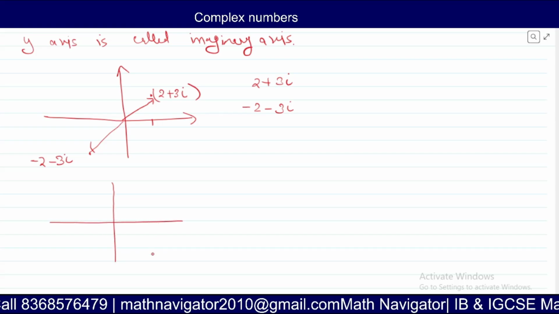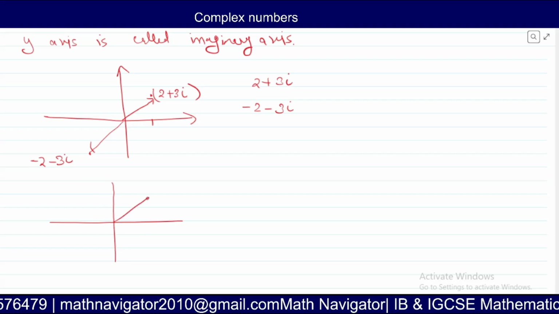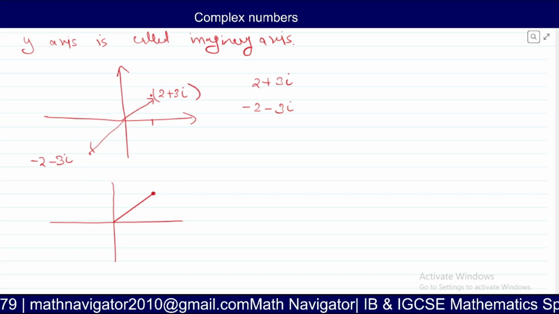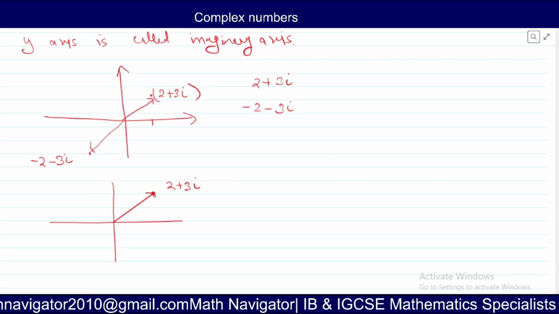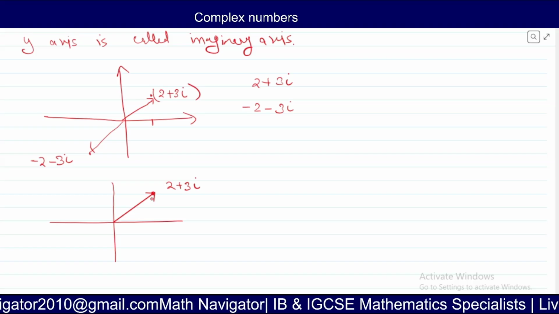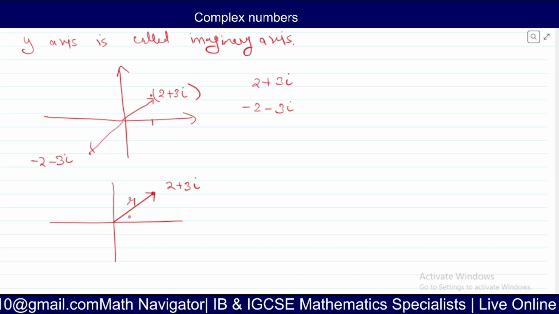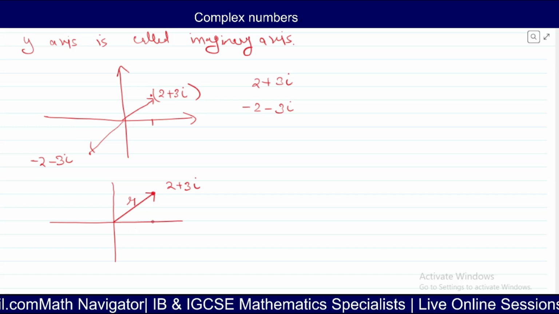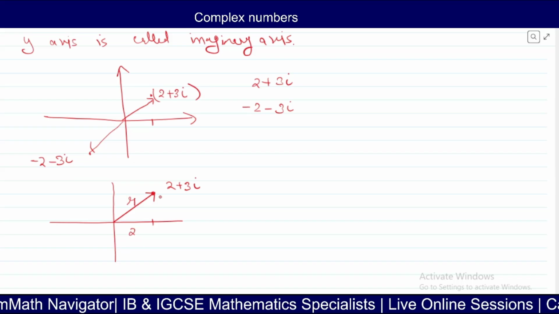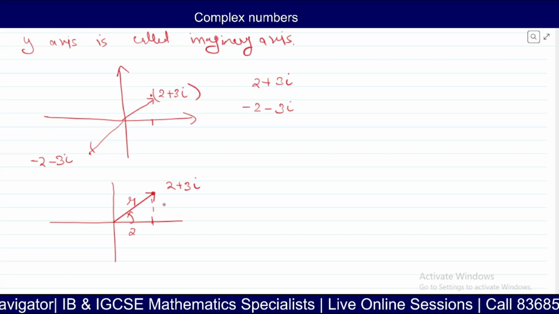So let's say I can represent it in another form. So basically, let's say this is my complex number. Let's call it 2 plus 3i only. This length, this is the length, let's call it r. R means magnitude of this or the length of this line. This is my x, which is 2, and this is my y, which is 3.